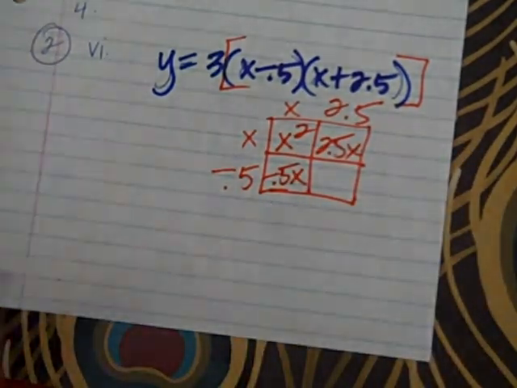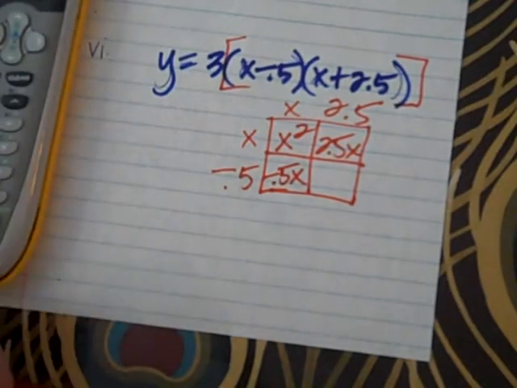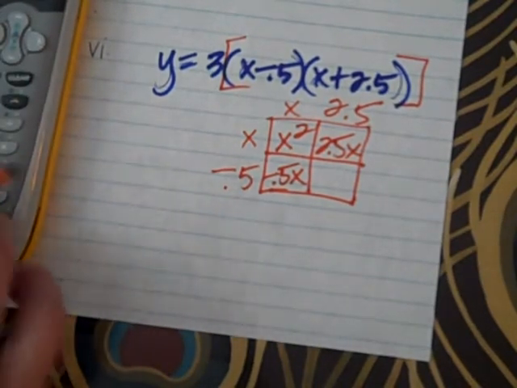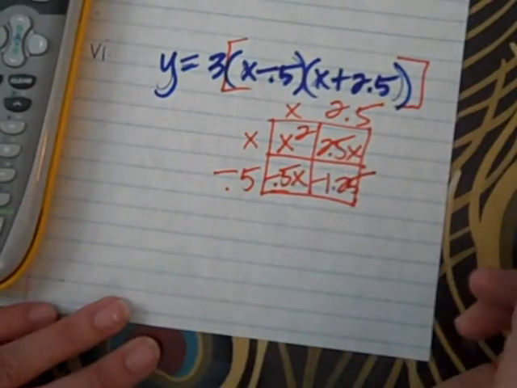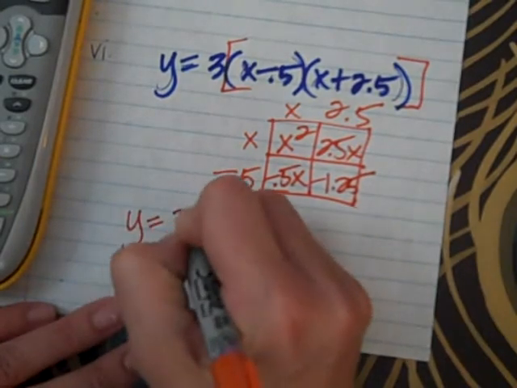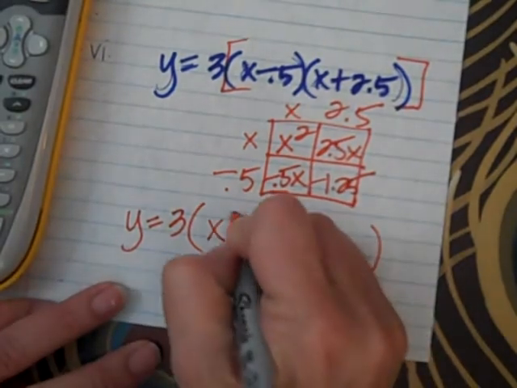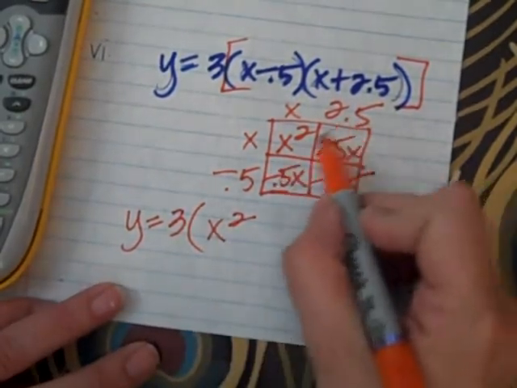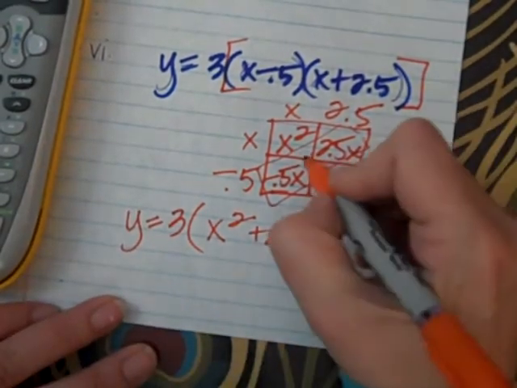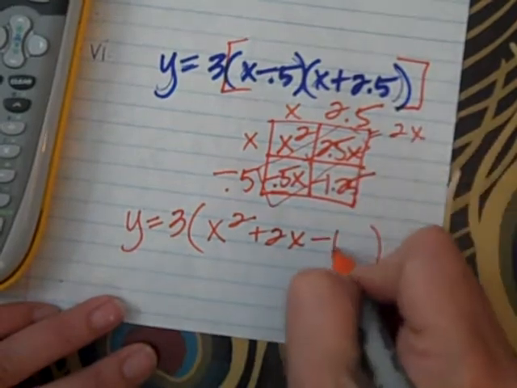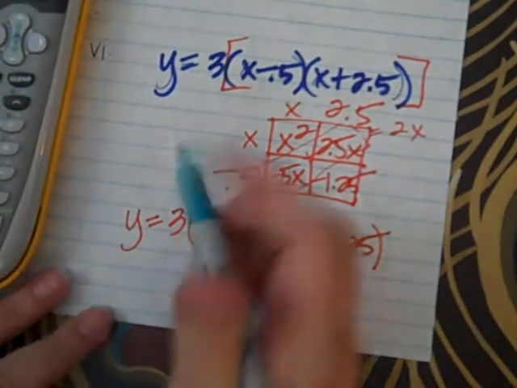And I think that half of 2.5 is going to be 1 1/4, and it's negative 0.5 times 2.5. Yeah, negative 1 1/4, like I thought. And so when I bring this outside of the box, and my 3 that has to be multiplied by everything, I'm going to have x squared plus 2x. These two together are going to give me 2x minus 1 1/4. So now I'll distribute my 3 and I will be in standard form.